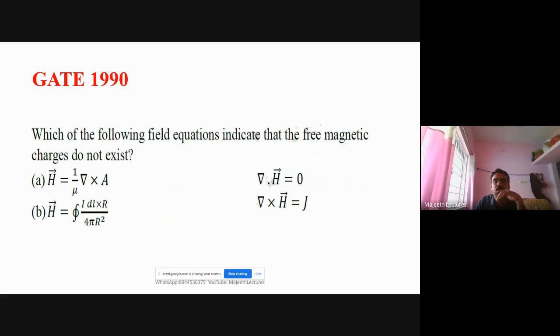Which of the following equations indicate that free magnetic charges don't exist? We know already, there is no magnetic monopole. Del dot B is 0. B is equal to mu H. So del dot mu H is equal to 0. Mu we take outside. Del dot H is equal to 0. This is the answer. Free magnetic means no magnetic monopole.